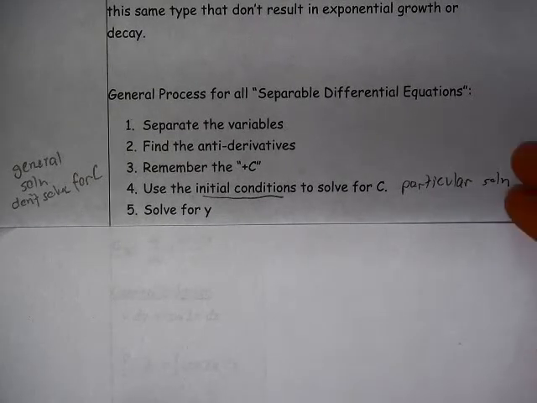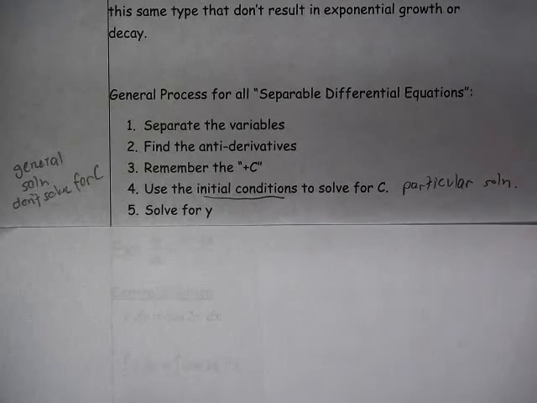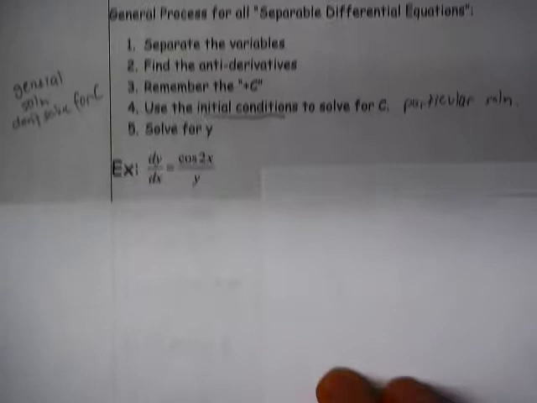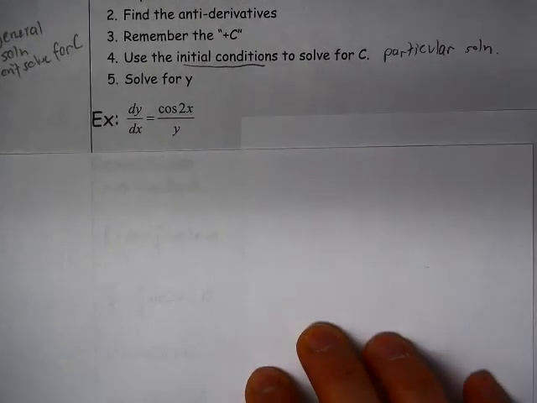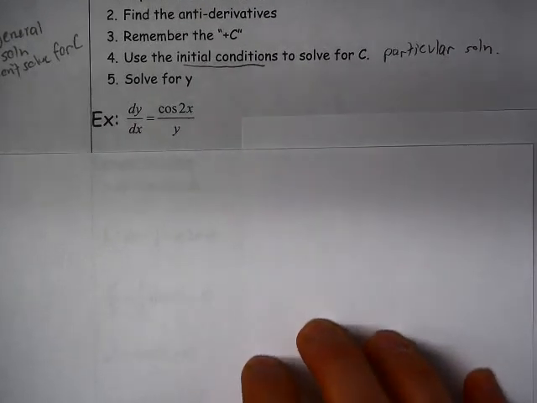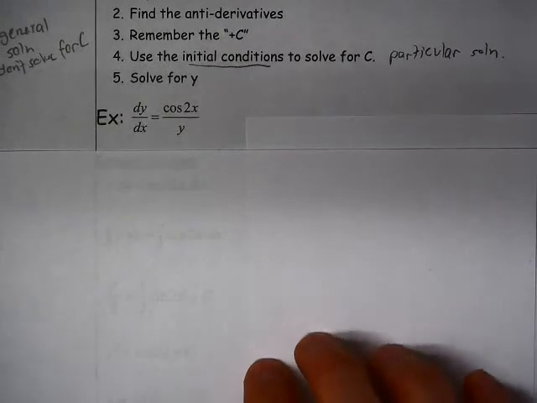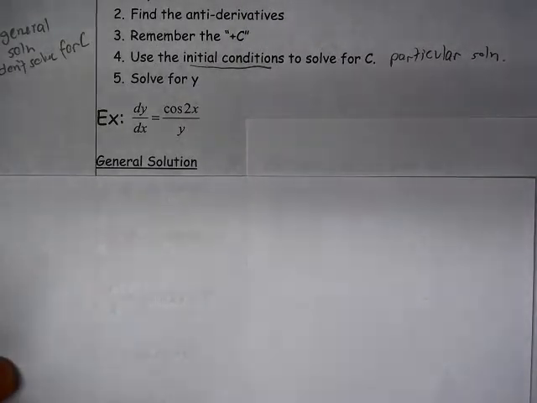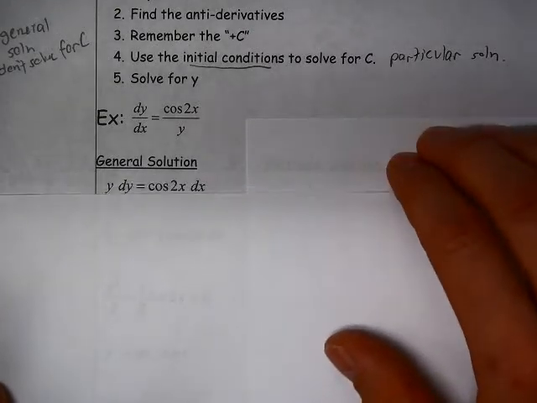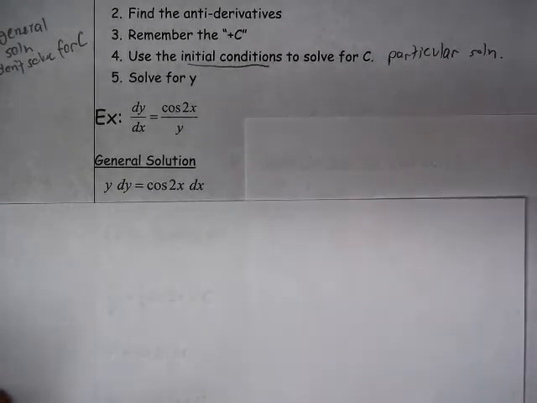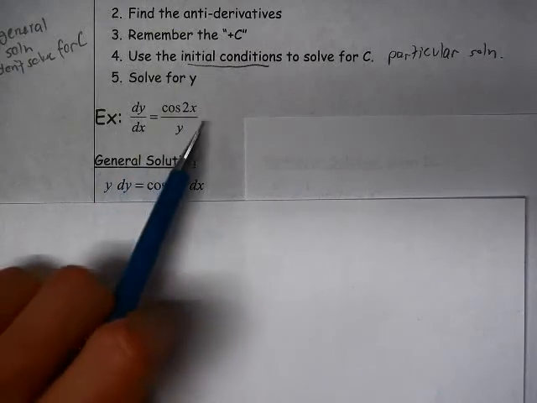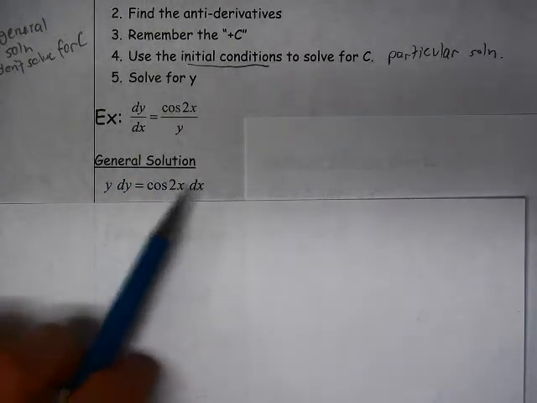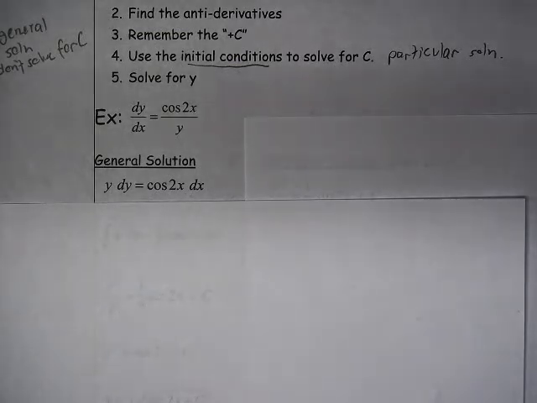So let's look at an example, and we'll do the general solution, and then we'll do the particular solution for this example. So the example that we're going to talk about is dy/dx equals cosine of 2x over y. And we're going to find the general solution. We're going to start by separating the variables. So I multiply the y over here and I multiply the dx over here. So I get all the y's on one side and all the x's on the other side.